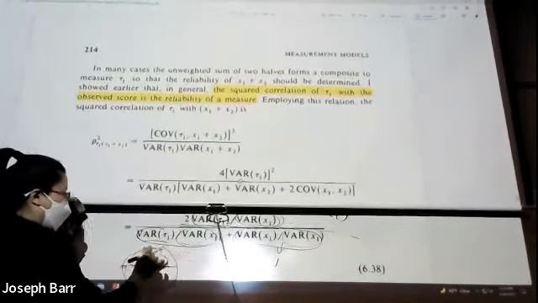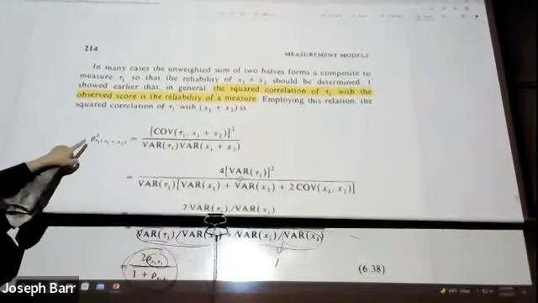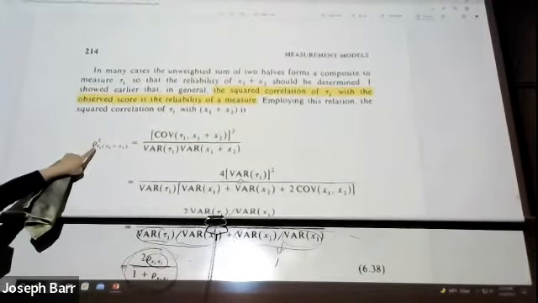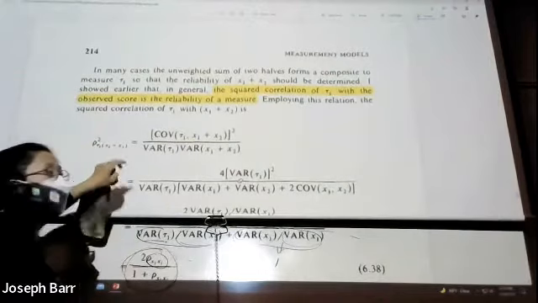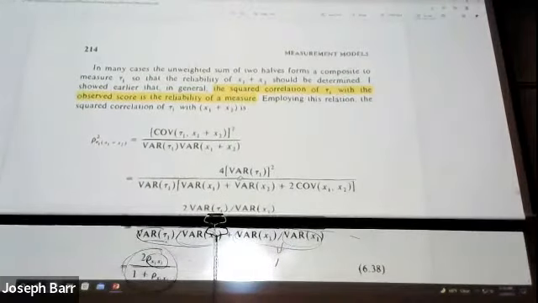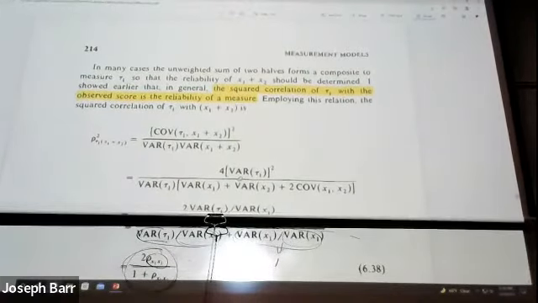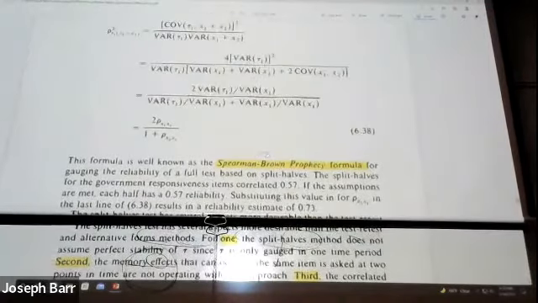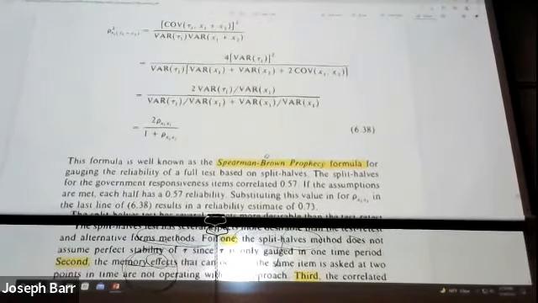Just x1 is the squared correlation between the true score tau and the sum of these 2 observed scores. So this formula is called Spearman-Brown's proxy formula. Okay.